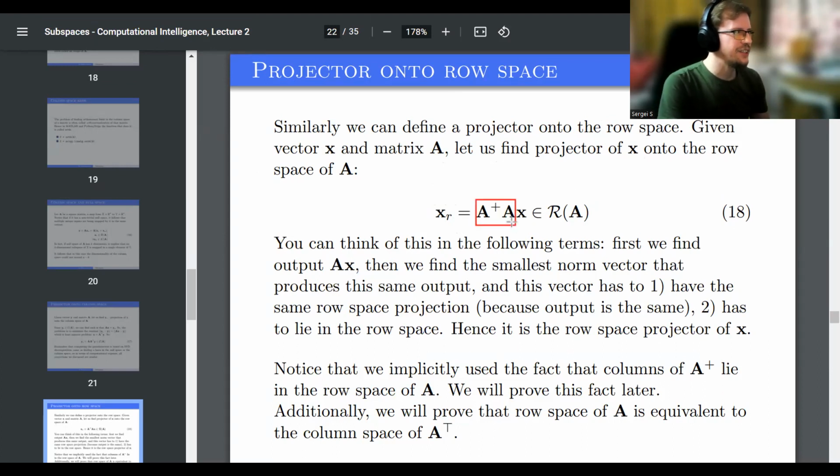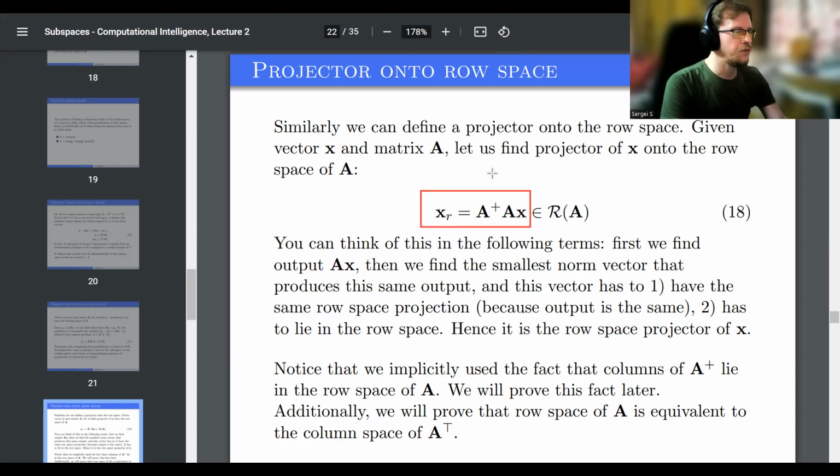See, the difference here is that A pseudo inverse sits in between. So normally you would expect it here for a column space, but for the row space it sits here. Okay, that is the difference, and easy to remember, I think. For the row space it sits here, for the column space it sits here.